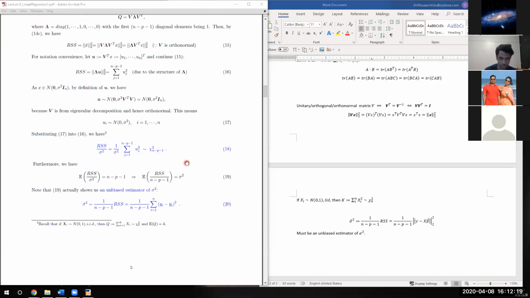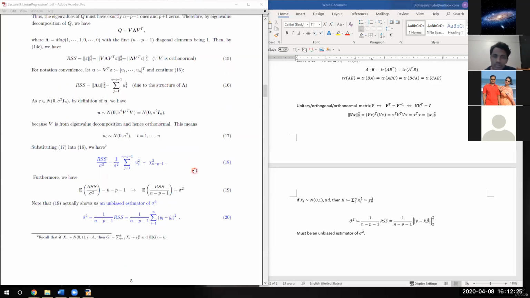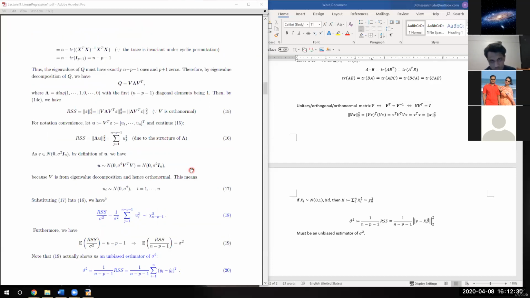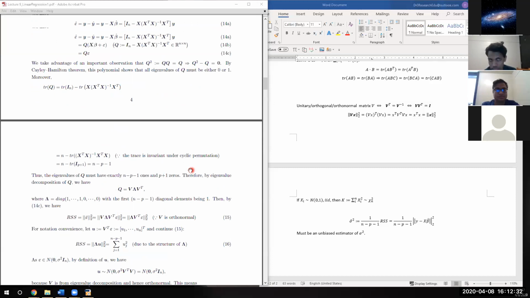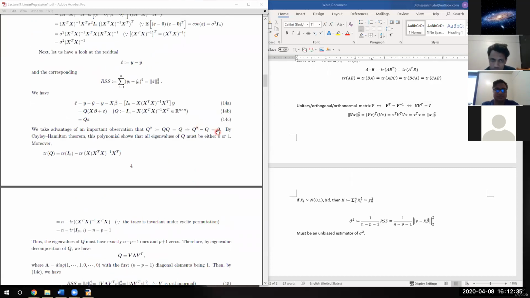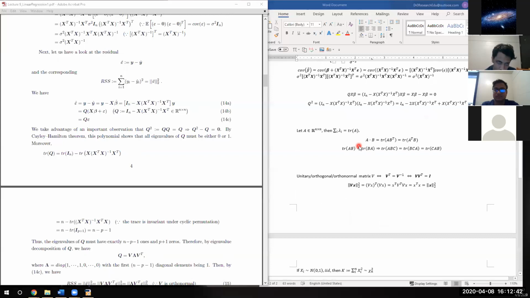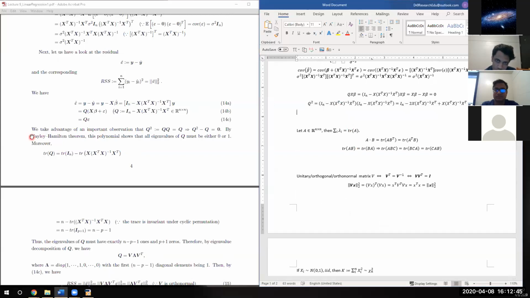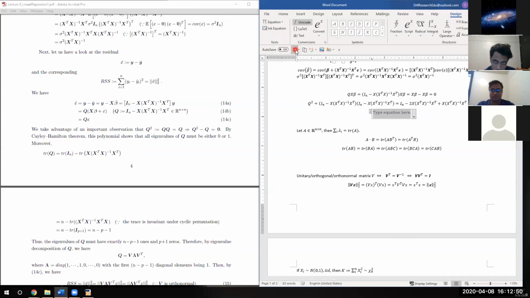Okay. Any questions about this one? No? So I have a question here. You just talked about this interesting property that Q squared minus Q is 0, and then you conclude that this polynomial shows that all eigenvalues of Q must be either 0 or 1. Why? This is the Cayley-Hamilton theorem. Oh, it's based on that theorem? Q squared minus Q equal to 0, right?